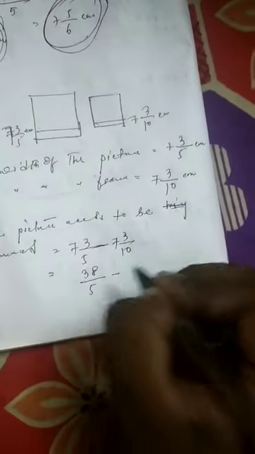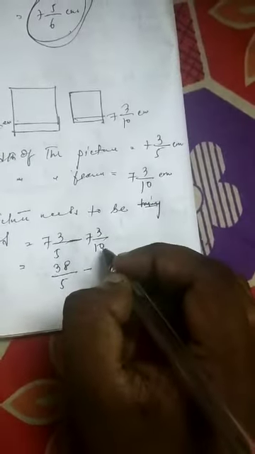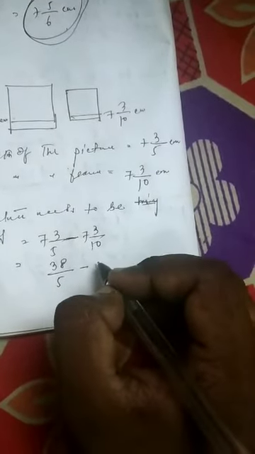38/5 minus 7 tens is 70 plus 3, 73/10. Now 38/5 minus 73/10. LCM of 5 and 10 is 10. 5 2s are 10. 2 into 38 is 76. 10 by 10 is 1. 1 into 73 is 73. 76 minus 73 is 3. 3/10. So 3/10 centimeter needs to be trimmed.